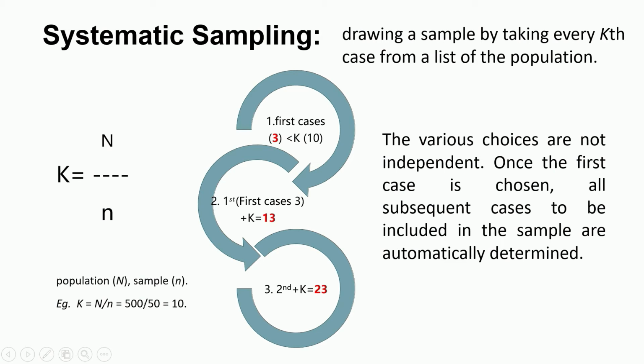Here we take 3, and then select every kth, here just 10, we add 10, of the population for the sample. Thus, the 13th person falls in the sample, as does the 23rd, and so on, and you would continue adding the constant sampling interval until you reach the end of the list. In systematic sampling, the various choices are not independent. Once the first case is chosen, all subsequent cases to be included in the sample are automatically determined.